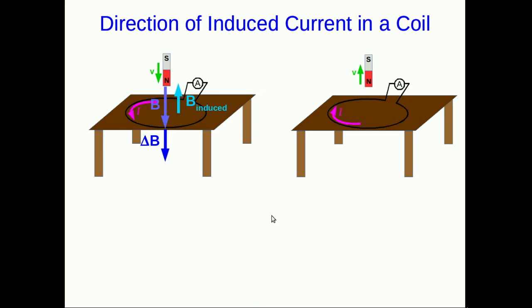So again, let's see this in the diagram. When you pull the north pole out, then the B field that is pointing down through the coil reduces in magnitude, and so there's a delta B which is up, and the current in the indicated direction produces an induced B field down in this case, so opposite the delta B again.